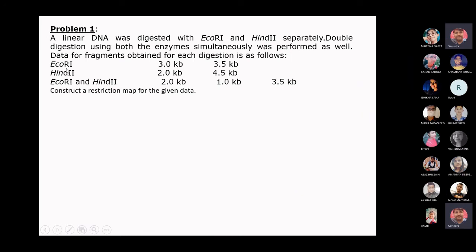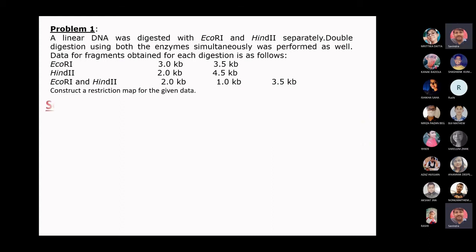By single digestion of EcoR1, what was he getting? He was getting two bands of 3 kb and 3.5 kb. And by using only the single enzyme HIN2, he was getting 2 kb and 4.5 kb bands. But when he used both enzymes simultaneously, what did he get? He got 3 fragments: 2 kb, 1 kb and 3.5 kb. Based on this information, we have to map the restriction sites on this piece of linear DNA.